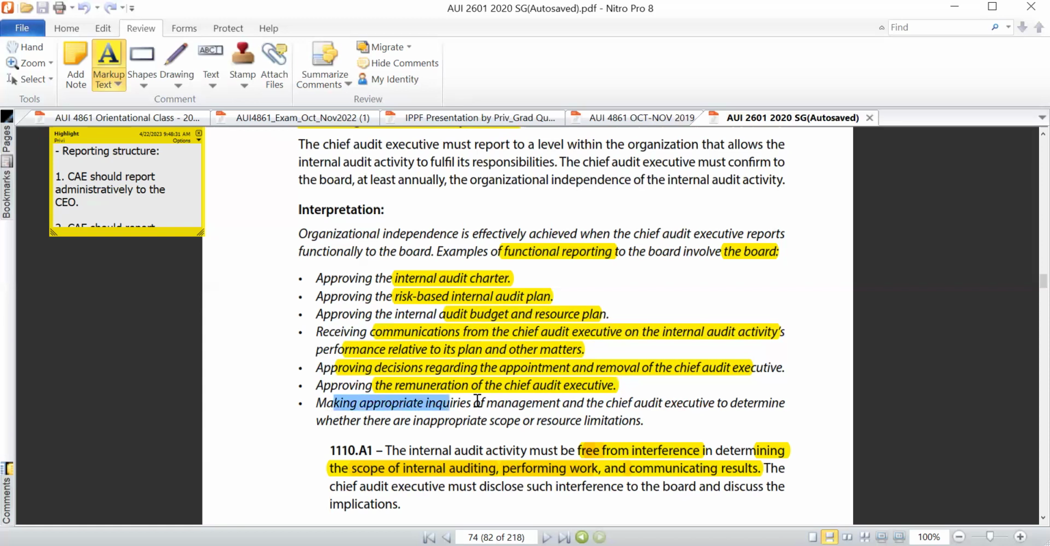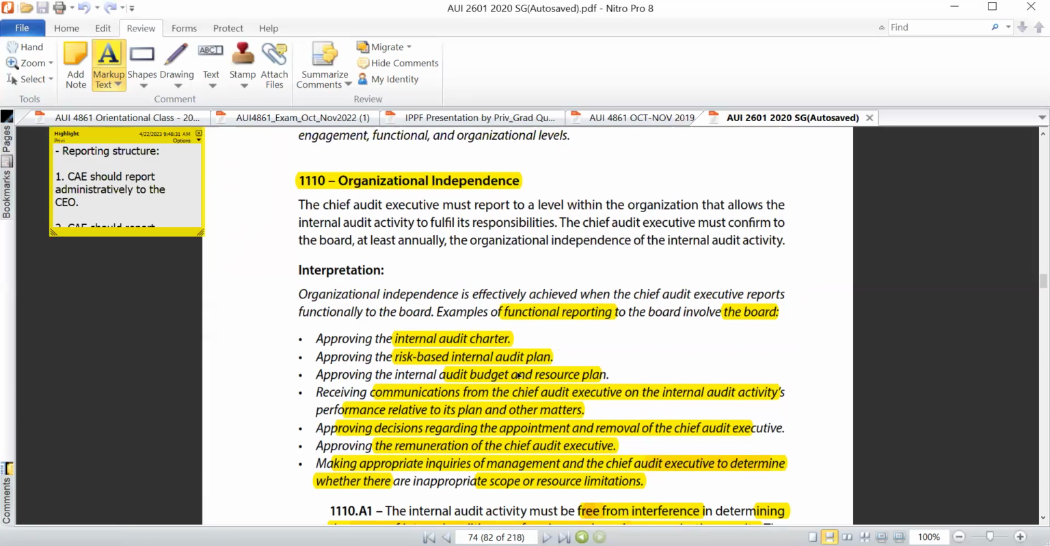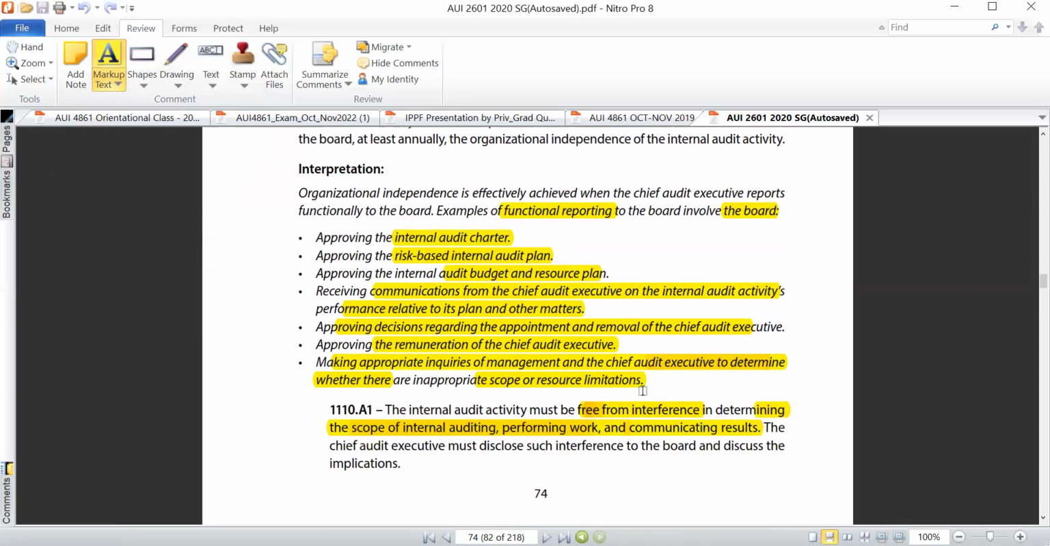It also involves making appropriate inquiries of management and the chief executive officer to determine whether there is inappropriate scope or resource limitation. So if there's anything of that sort, it has to be clearly communicated through that functional reporting by the chief audit executive to the audit committee or the board in this case. That's organizational independence. So it can only exist if there is functional reporting taking place.